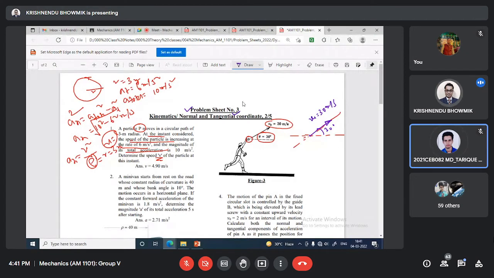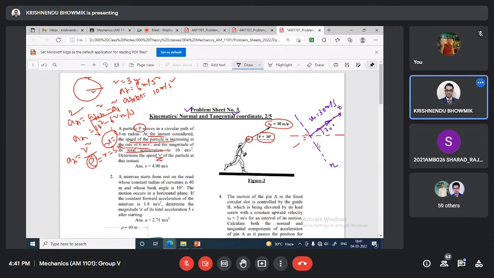Tangential. So this is T and this is N. Can you tell if any acceleration is acting on that or not? Is there any acceleration acting? Yes. Which one? Gravity. Very good. So we have, this is the gravity.